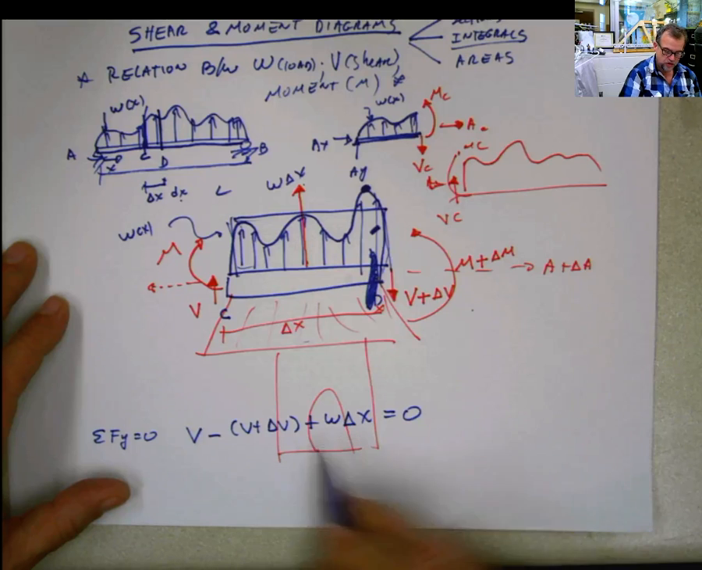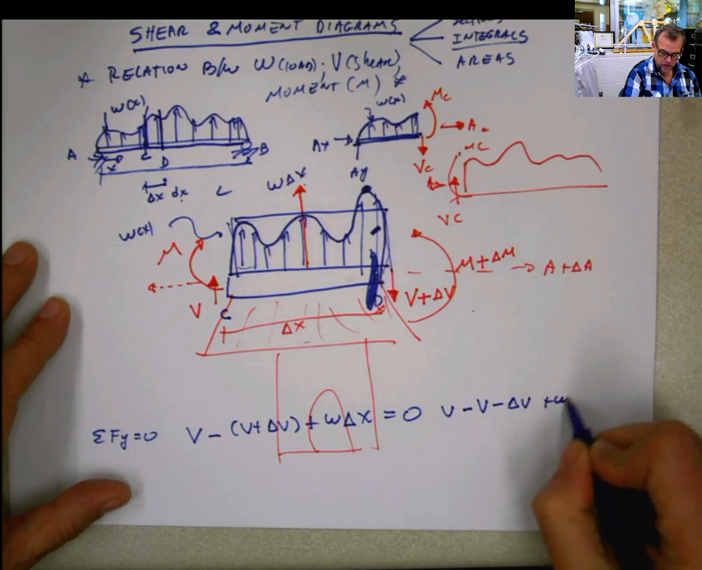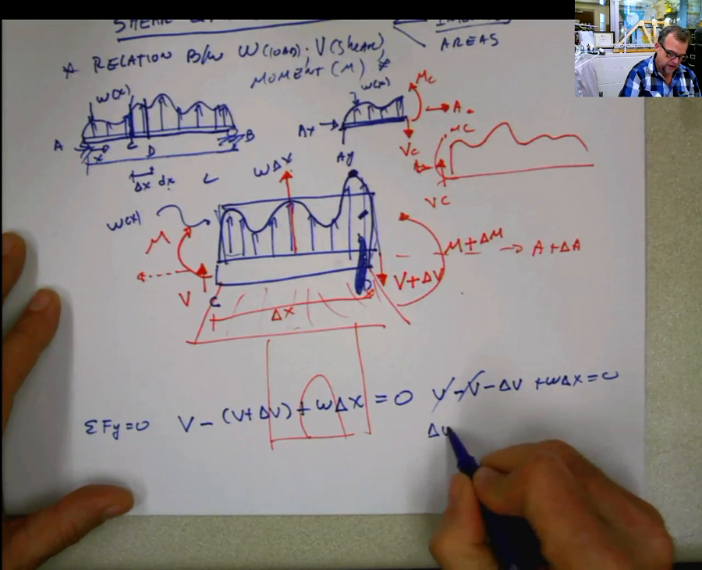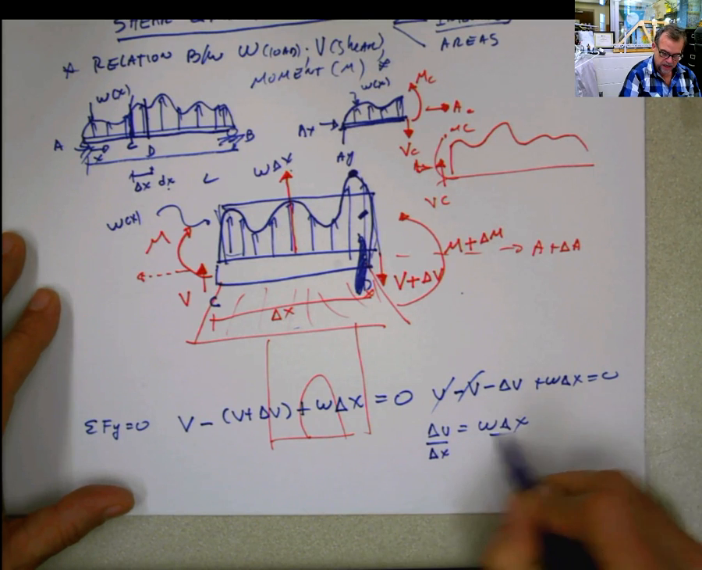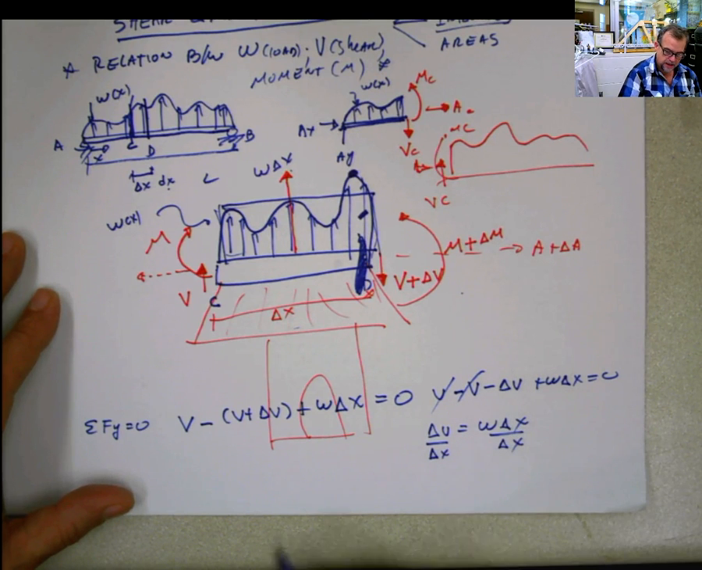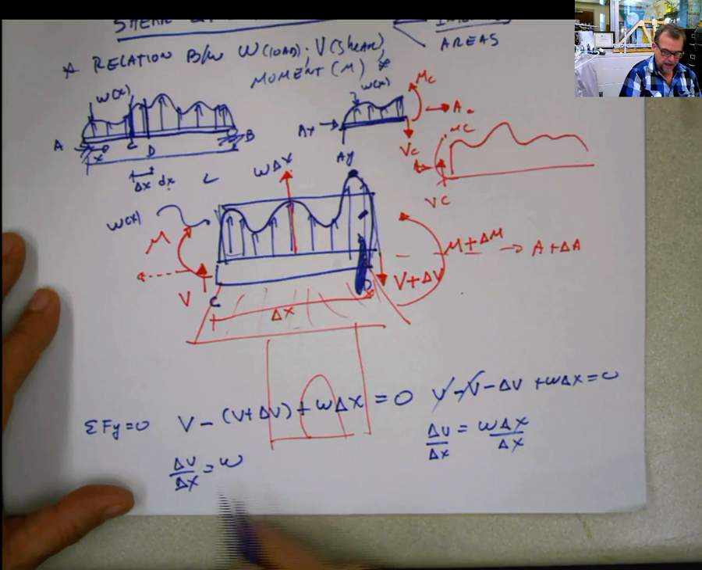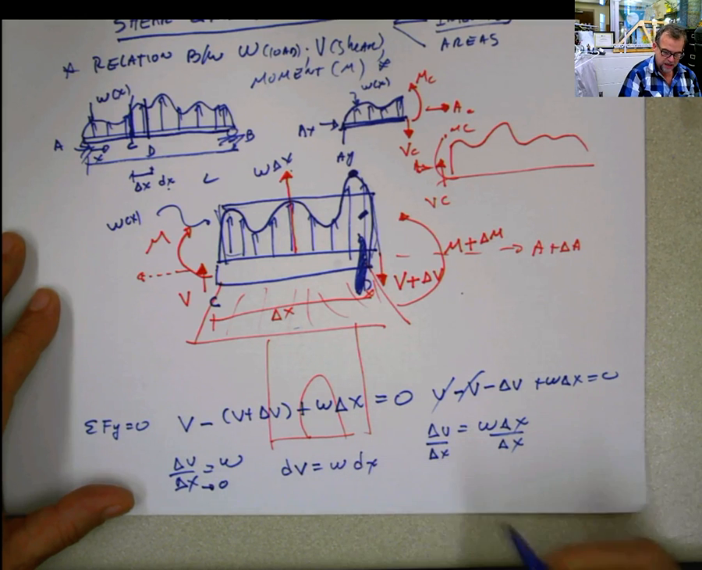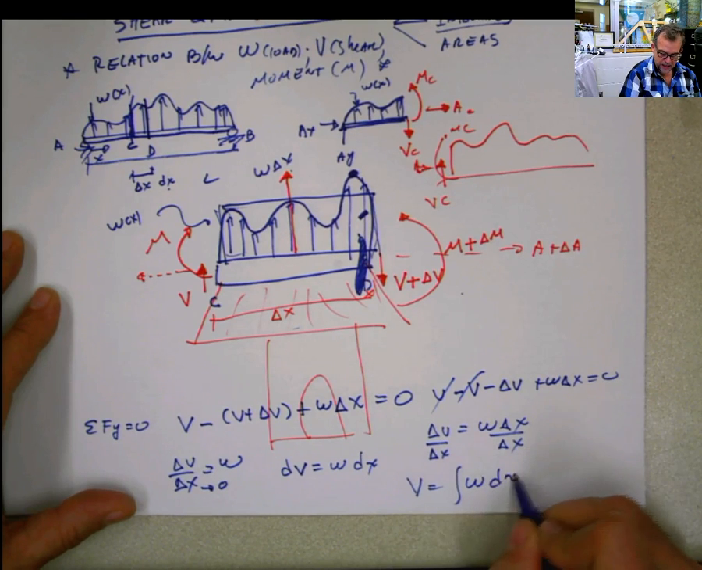Now from here I solve: V minus delta V plus W delta x equals 0. This and this cancel out, and then I can say that delta V is going to be equal to W delta x, and I can divide by delta x both sides, and then I have delta V over delta x equals W. And if I make this delta x really small, basically what I have is that dV is going to be equal to W dx, or I can say also that V is the integral of W dx.